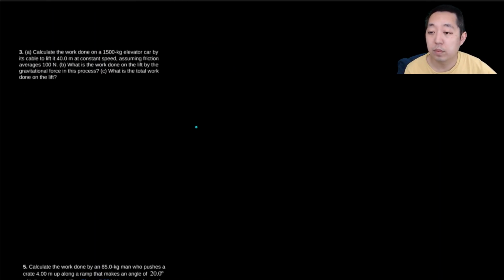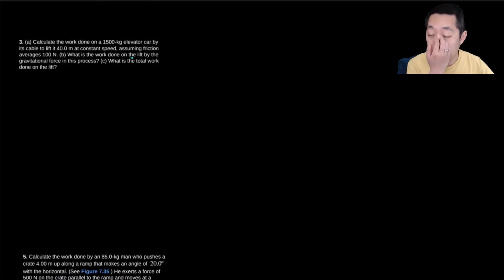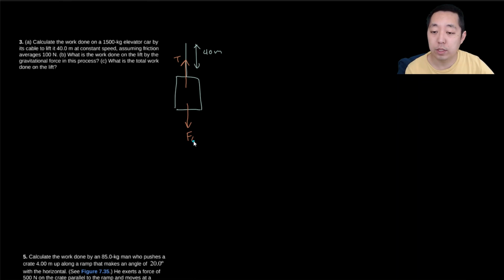Okay. Calculate the work done on a 1,500 kilogram elevator car by its cable to lift it 40 meters. It goes up a distance of 40 meters at constant speed, assuming friction averages 100 newtons. Okay, so we have to do a free body diagram. We have to ask, what are the forces acting on this thing? Well, we have the tension from the cable pulling up, and we have the force of gravity pulling down. We also have some friction pulling down.